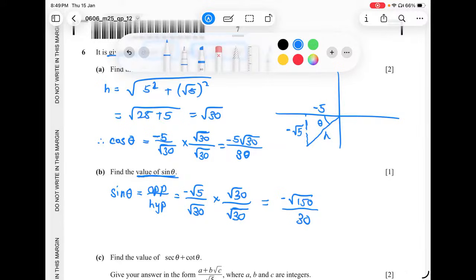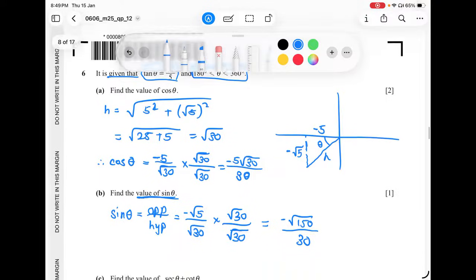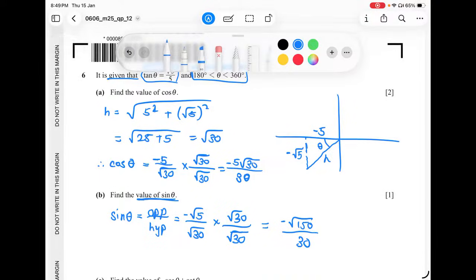So hope you understood. Since it is in the negative quadrant, you need to include the negative signs. If you did not, you will lose the mark. So make sure you put the negative sign.